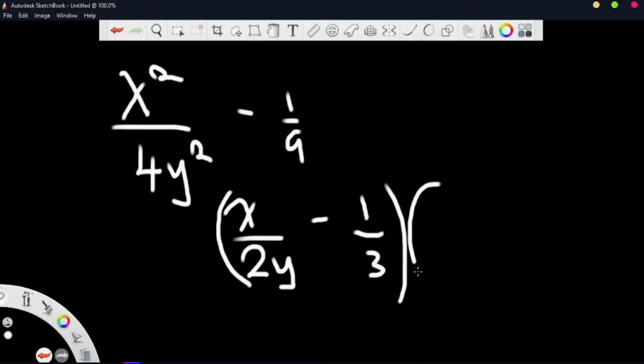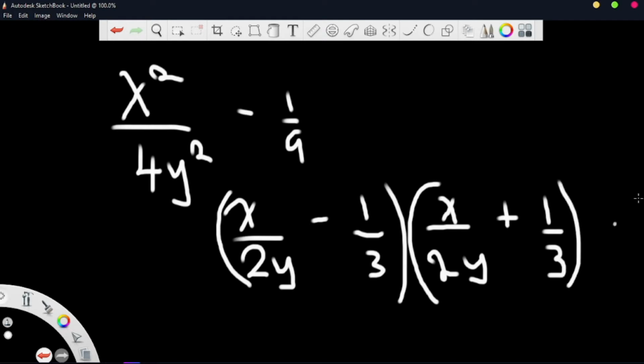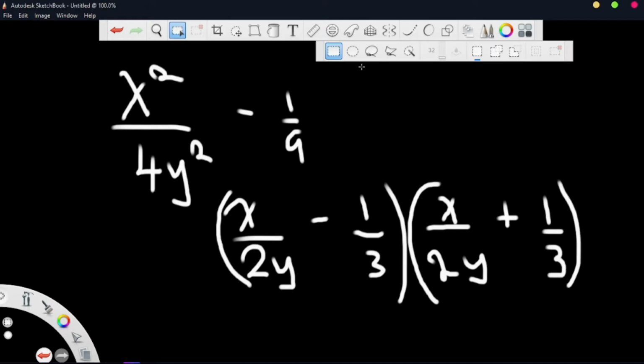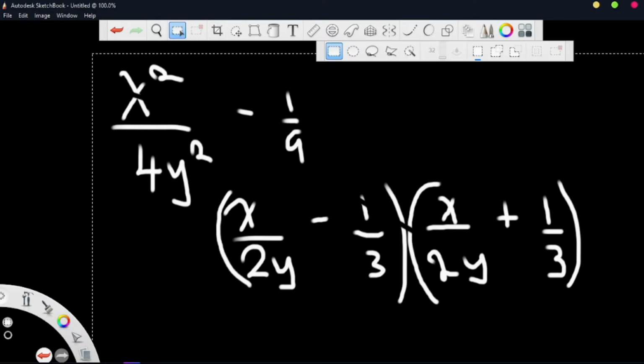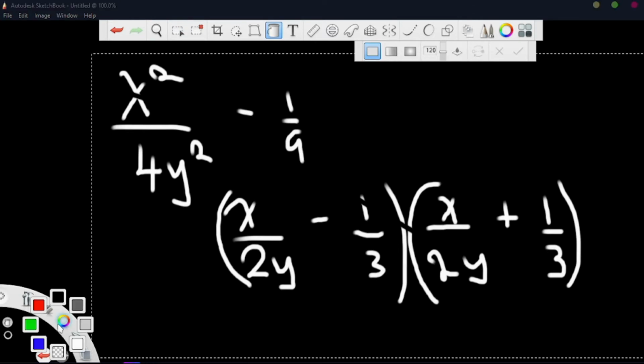Then this whole expression is going to be multiplying the same expression, except we're going to change this plus sign to a minus, to account for the negative and the positive root. That's all about that one. So we have factorized this one. Let's move on to the next question, and then we see how we can solve it.